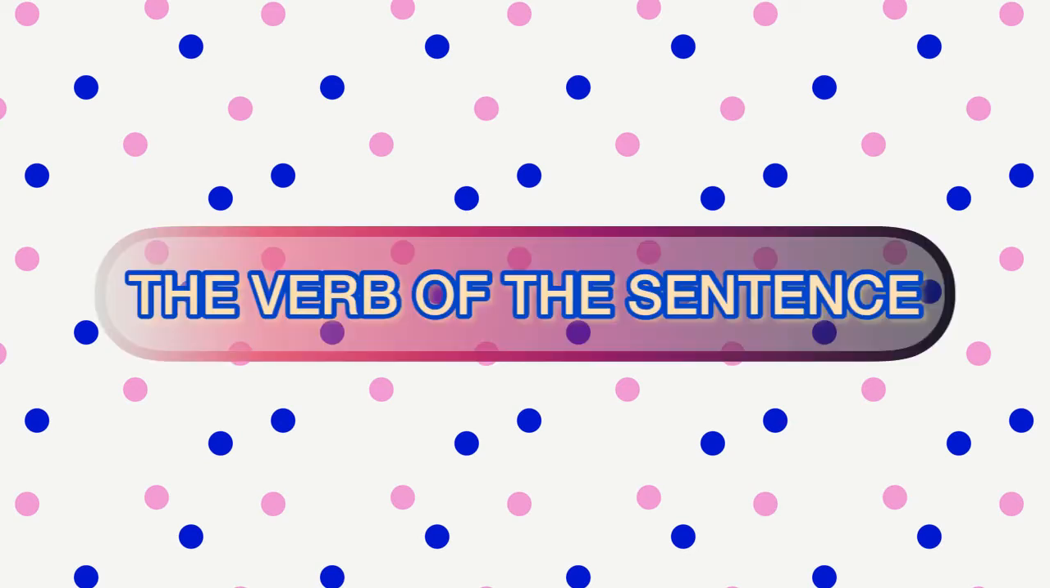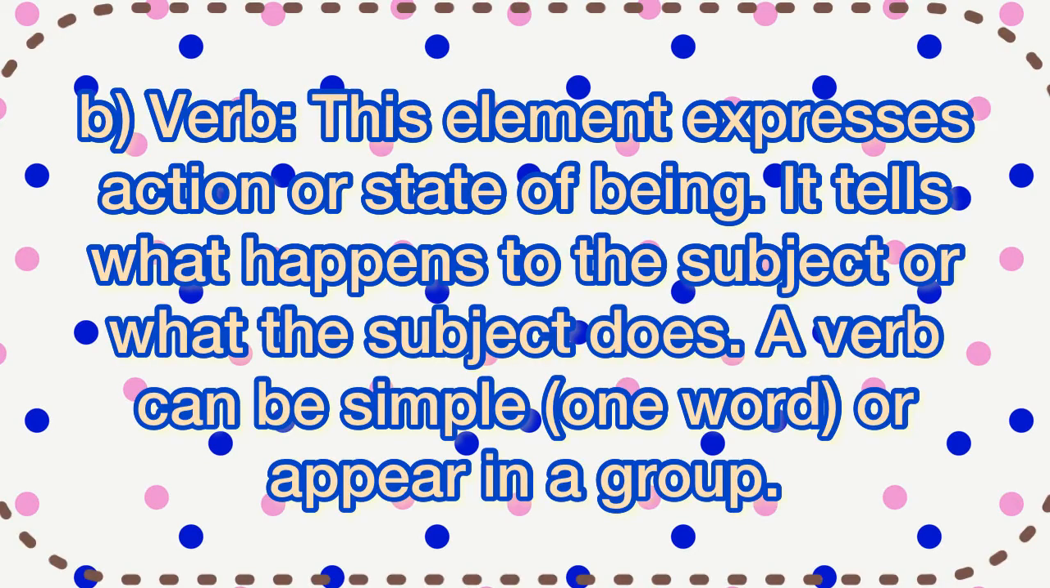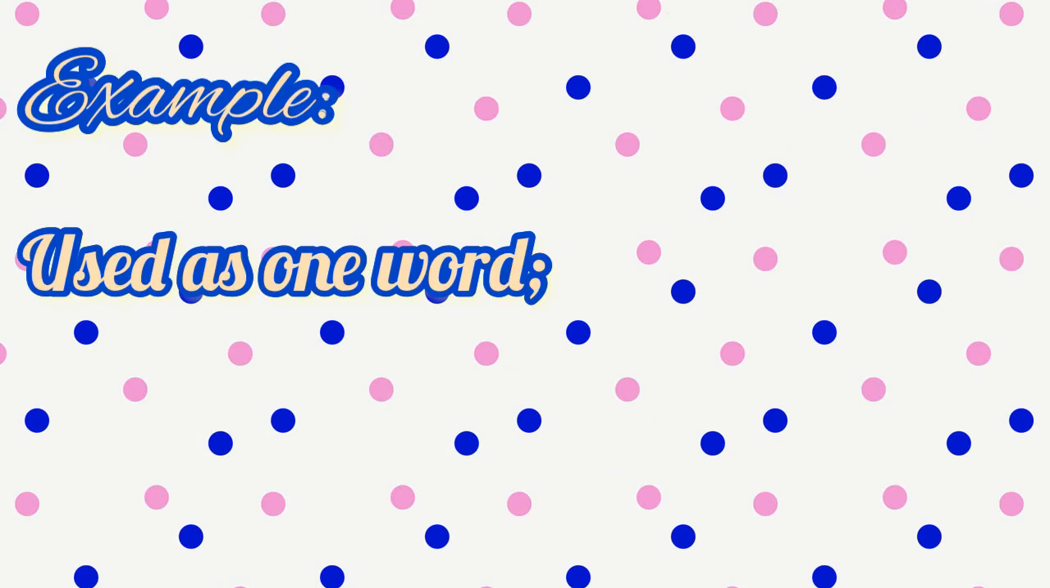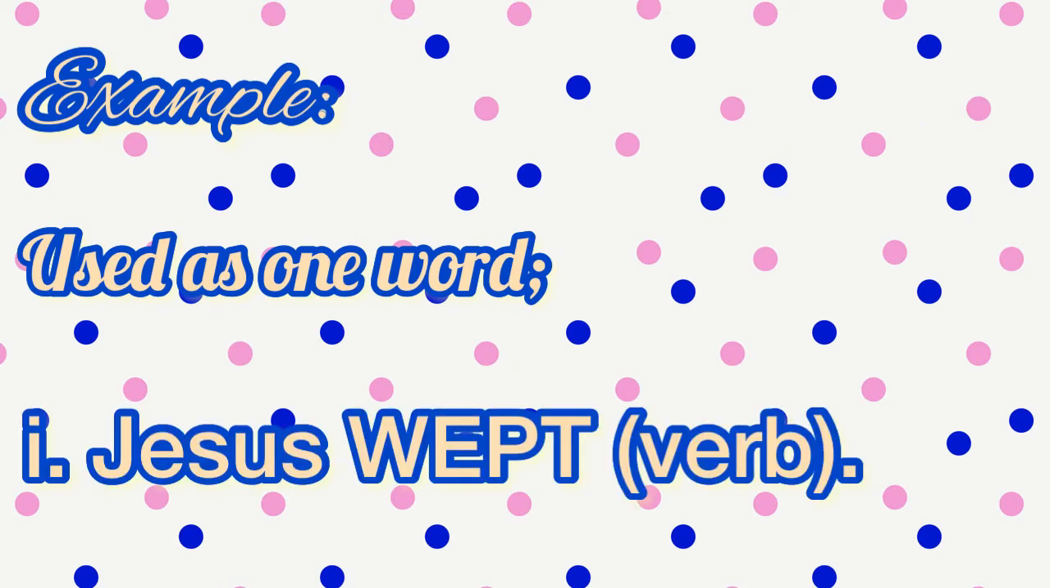Now let's move to the next element of the sentence, which is the verb. The verb is said to be the most important element of every sentence. Without a verb, there is no sentence. So the verb can be in the form of an action, or it can express a state of being. So let's see some examples. Jesus wept. Wept here is an action carried out sometime in the past. So it is an action and not expressing state of being in this case.